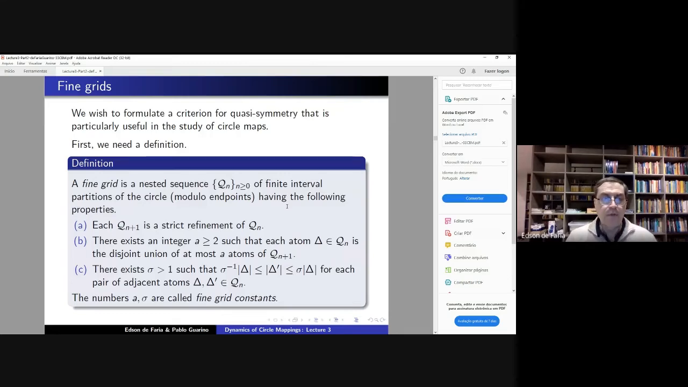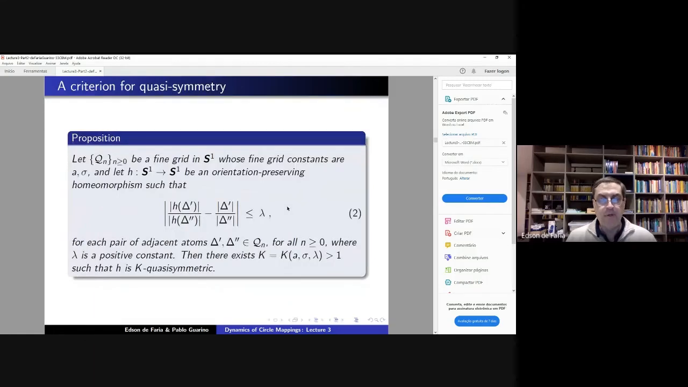All right, so I'll give an example in a moment, but first let me give you a criterion for quasi-symmetry. So this is this proposition. Suppose you have a fine grid with certain constants, and suppose you have an orientation-preserving homeo of the circle, and suppose it has the following property.